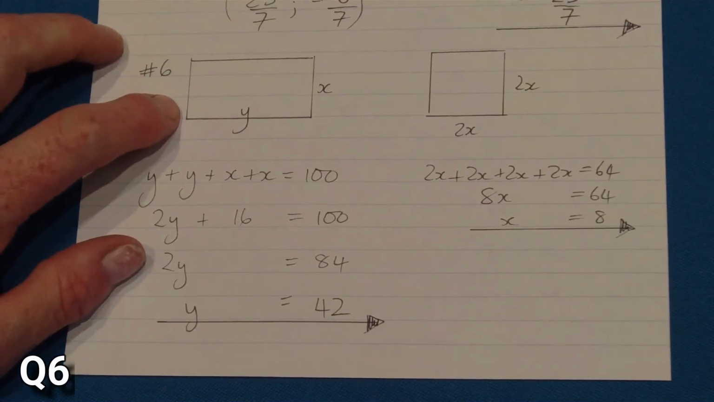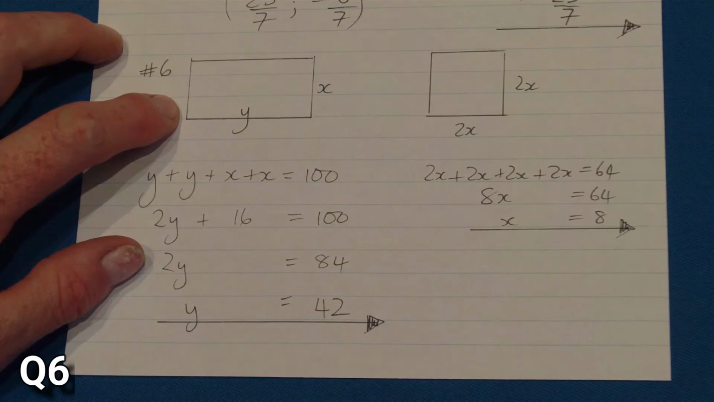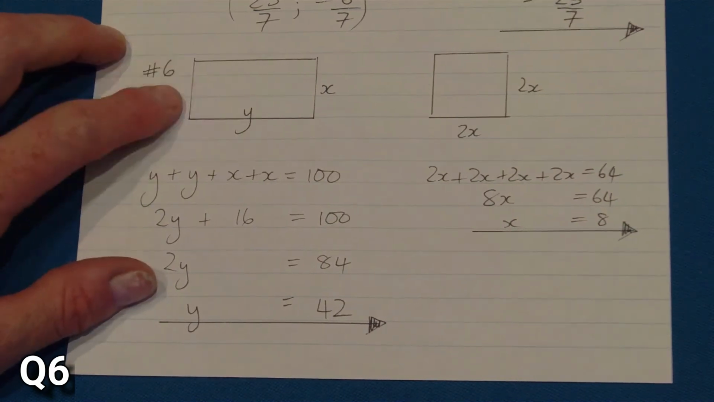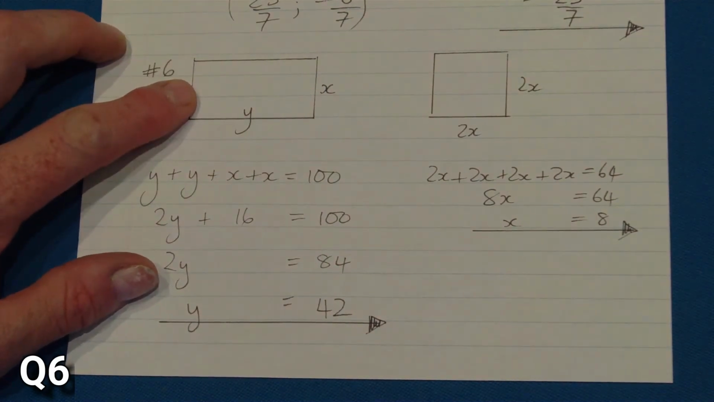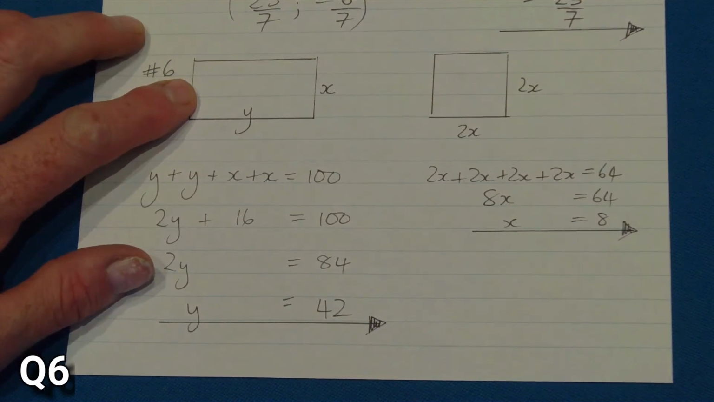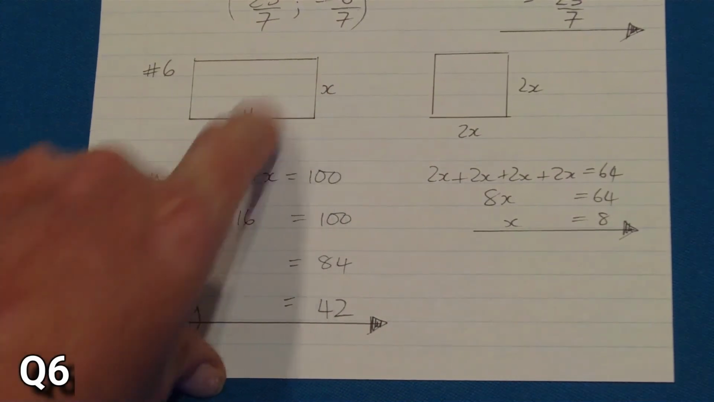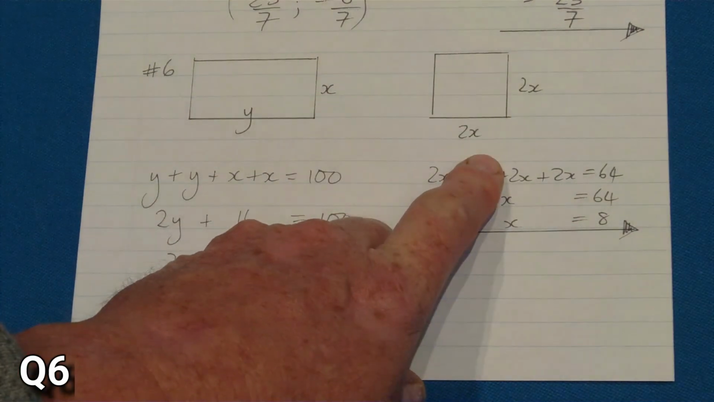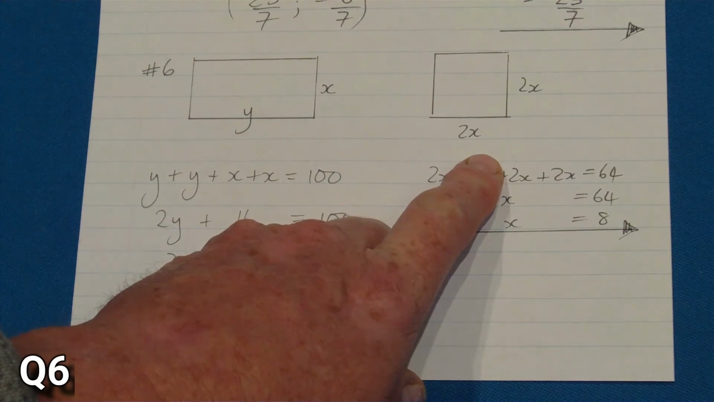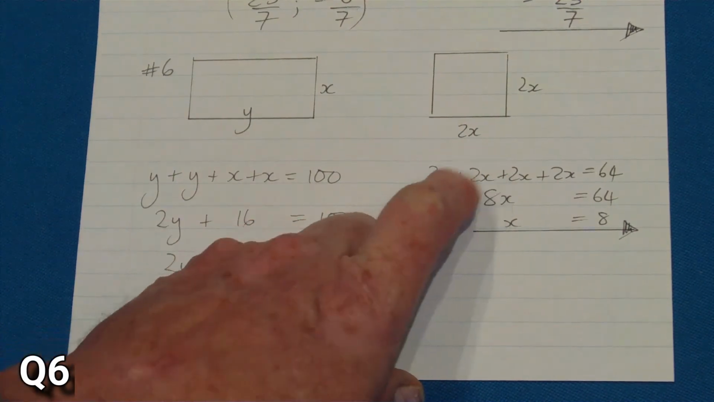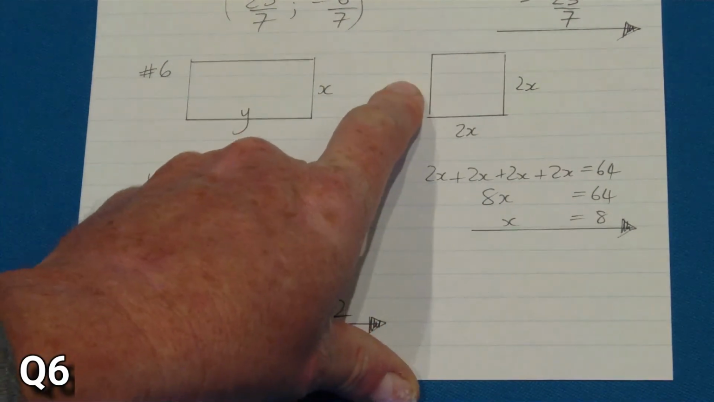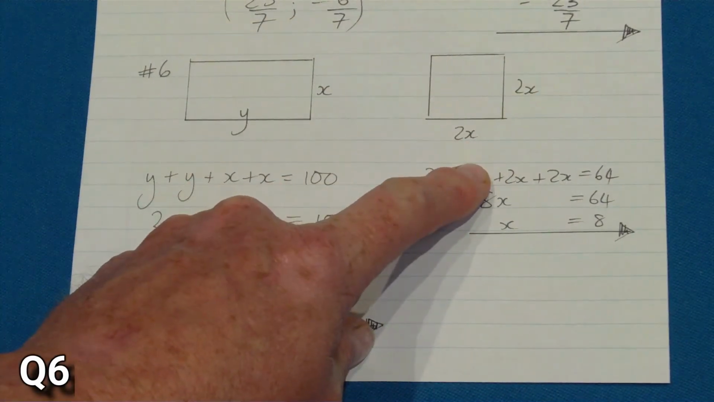They're talking about a rectangle and a square here. That's saying the perimeter of a rectangle is 100. So this one's perimeter is 100, and the length of the rectangle is y, and the breadth is x. And then it also says that the perimeter of a square with sides 2x, so there's a 2x, 2x, 2x, 2x, and the perimeter of this one is 64.